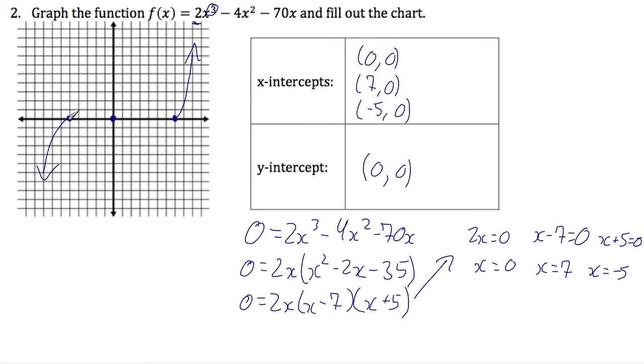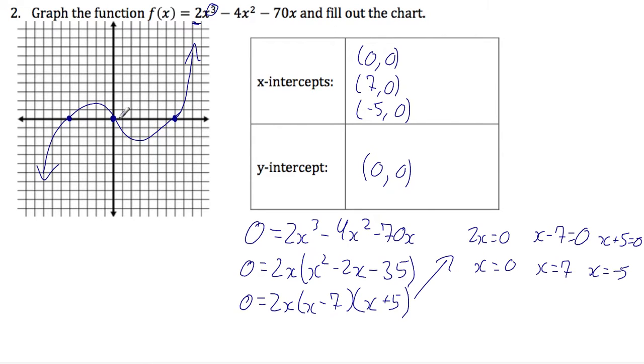In terms of whether these are going to bounce or go through, remember, if we have a double root, it's going to bounce off the point. So here, if I factored this and I had negative 5 twice, so x equals negative 5, x equals negative 5, it would bounce like this. But it doesn't, so it means it's going to go straight through, and straight through.